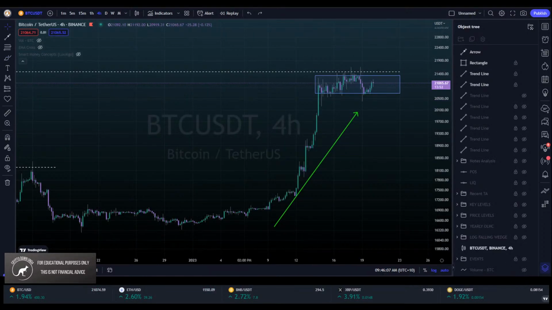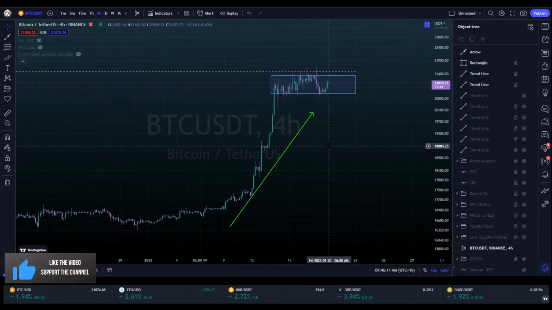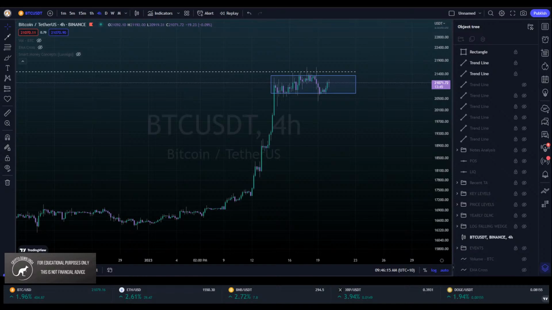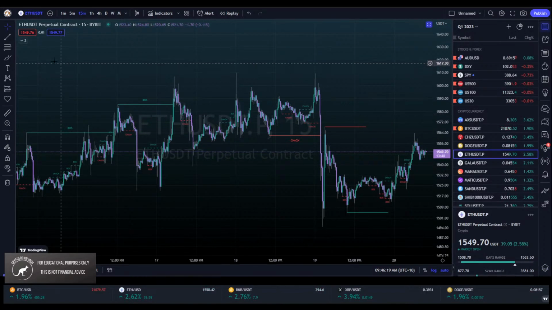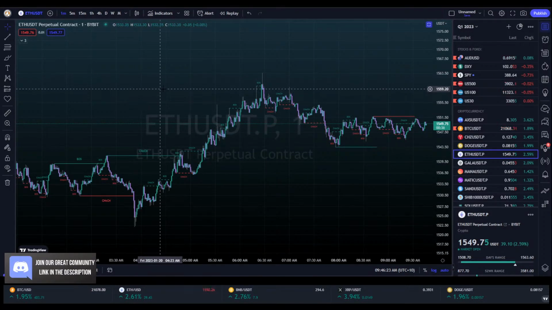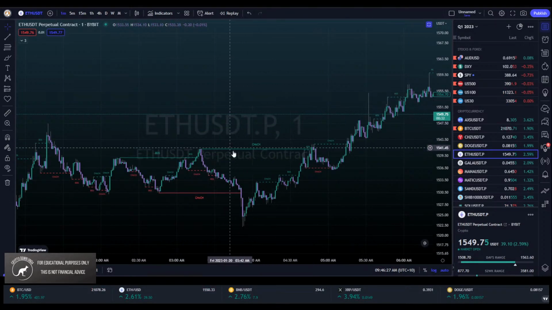Anyway, back to Bitcoin. Where was I? I was talking about market structure, I think. So let's go to something other than Bitcoin. Let's go to Ethereum, and I'll go to the 1 minute because I'll show you that you can use this method down on the smaller time frames too for scalping, right? This market structure method of trading.